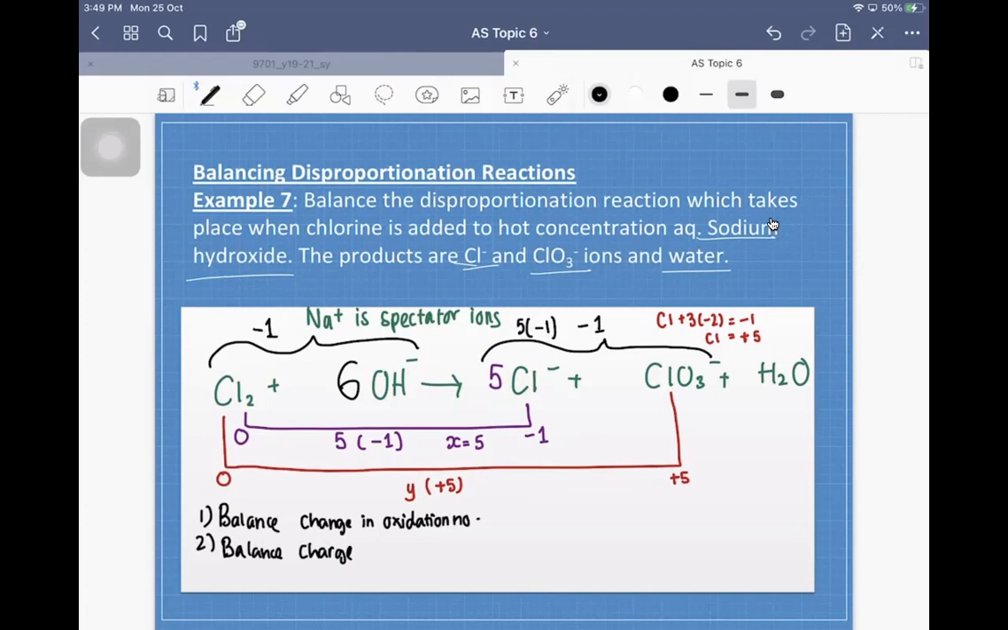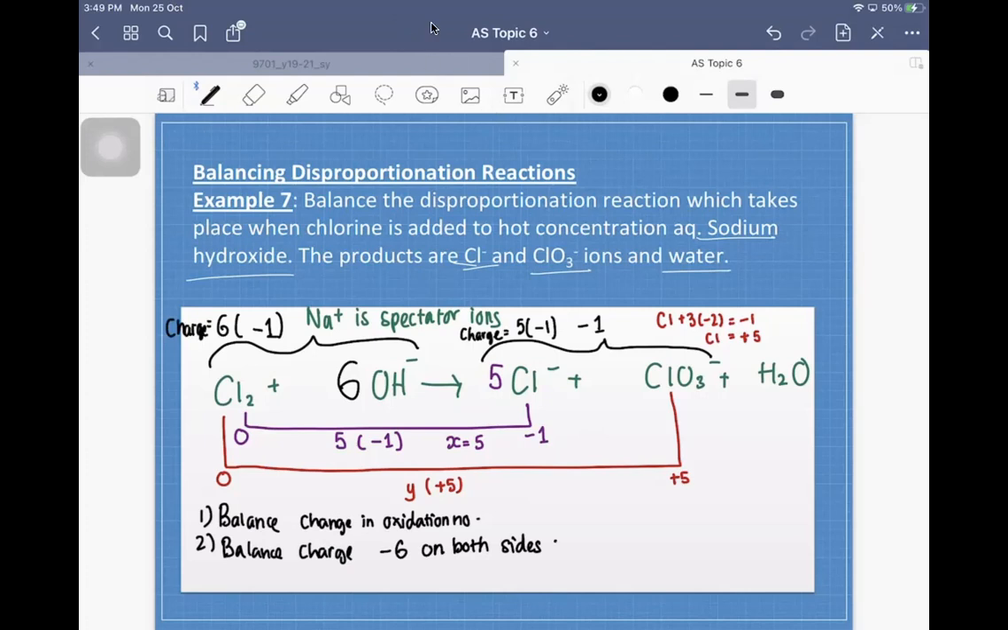Okay, so to make the left side 6 as well, I need 6 lots of hydroxide. Okay, so it's a little bit tricky for this one. So that means my charge is now balanced. Okay, balance charge -6 on both sides. How? I just added 6 moles of hydroxide ions on the left side.